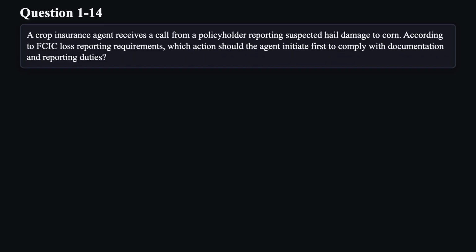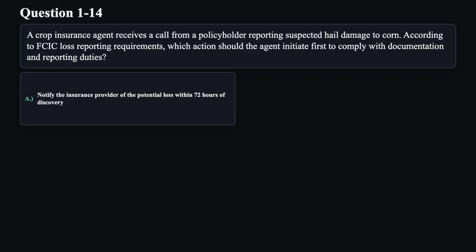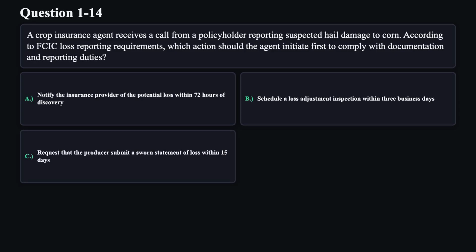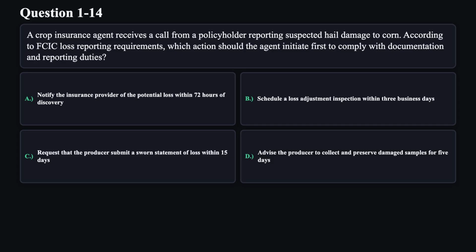Question 14. A crop insurance agent receives a call from a policyholder reporting suspected hail damage to corn. According to FCIC loss reporting requirements, which action should the agent initiate first to comply with documentation and reporting duties? A. Notify the insurance provider of the potential loss within 72 hours of discovery. B. Schedule a loss adjustment inspection within 3 business days. C. Request that the producer submit a sworn statement of loss within 15 days. D. Advise the producer to collect and preserve damaged samples for 5 days.